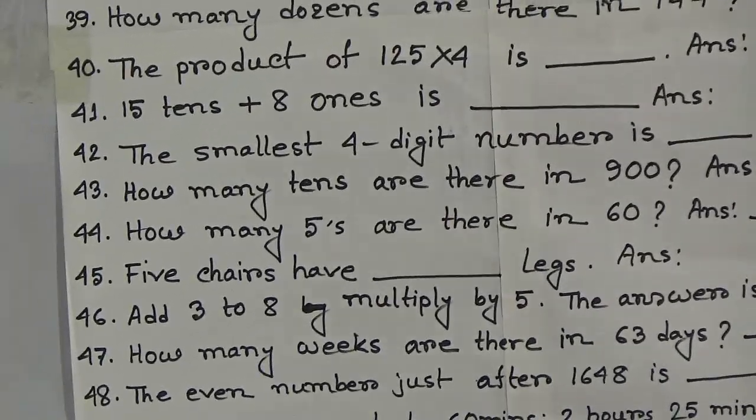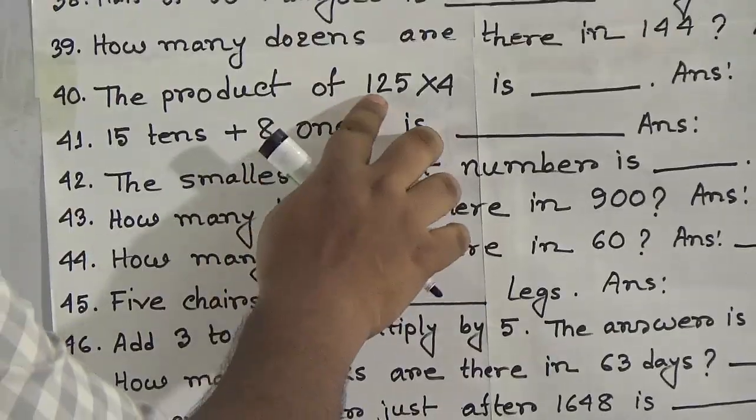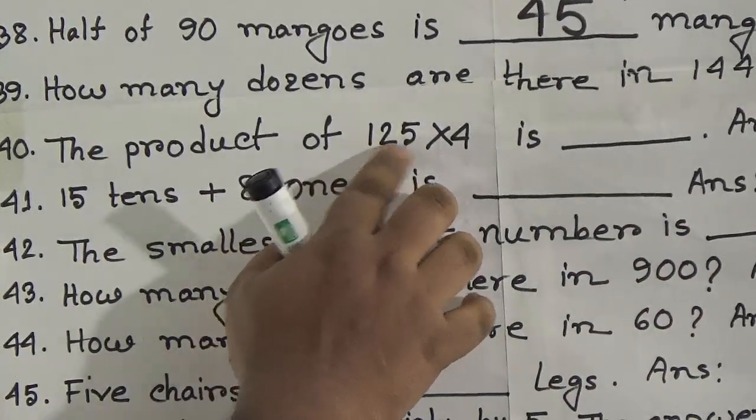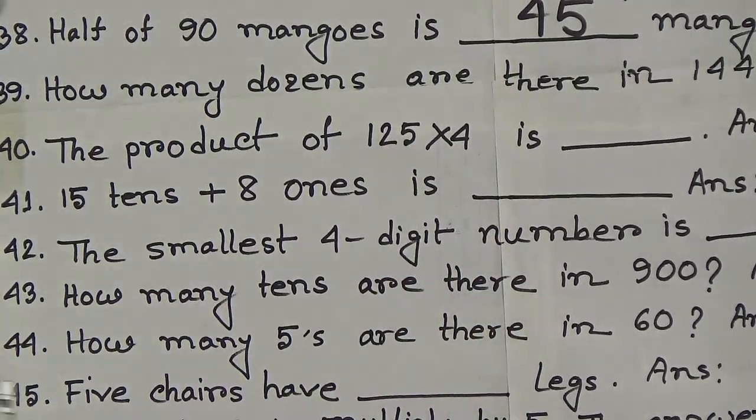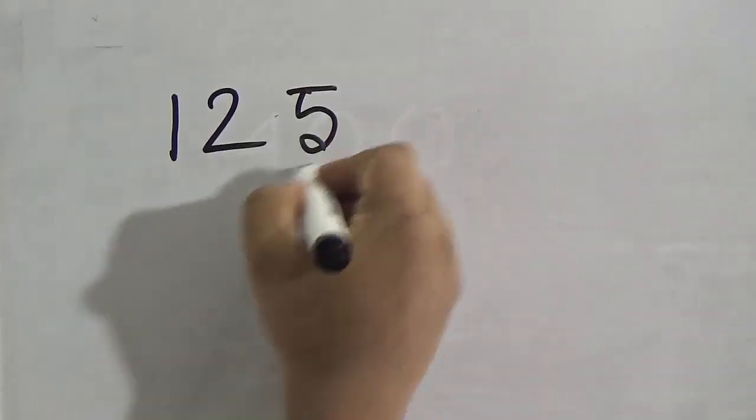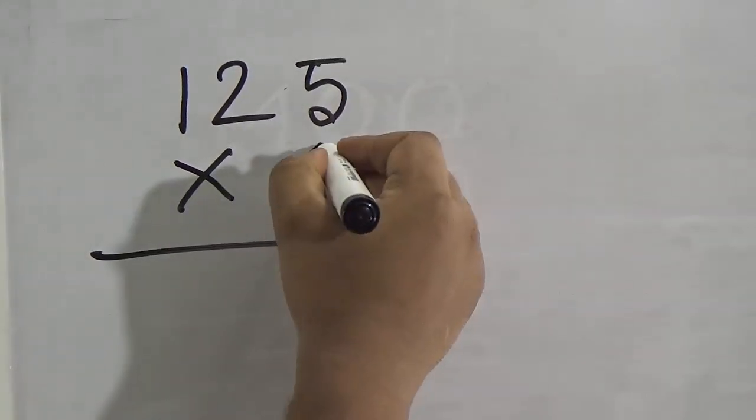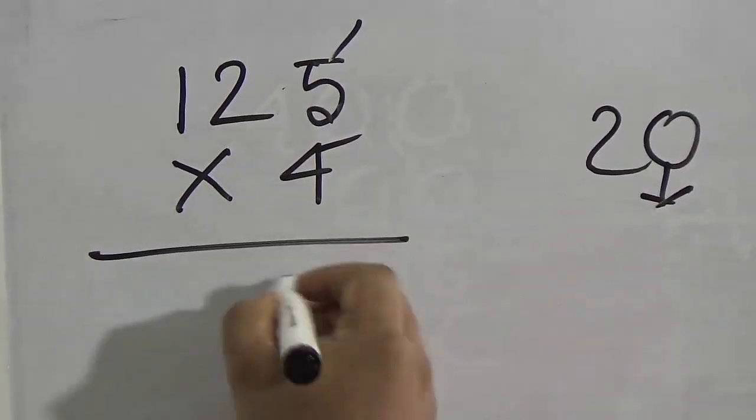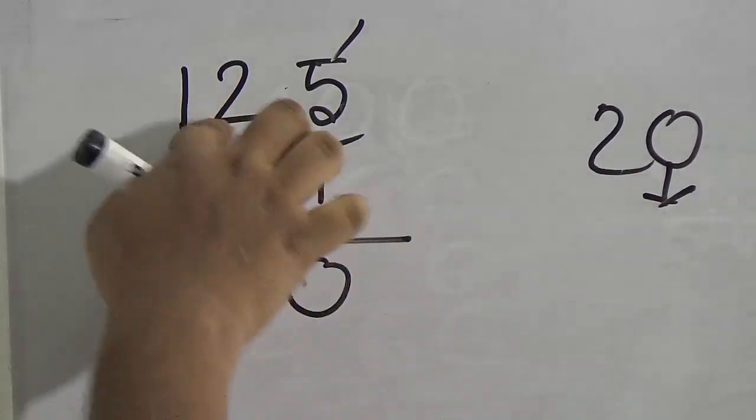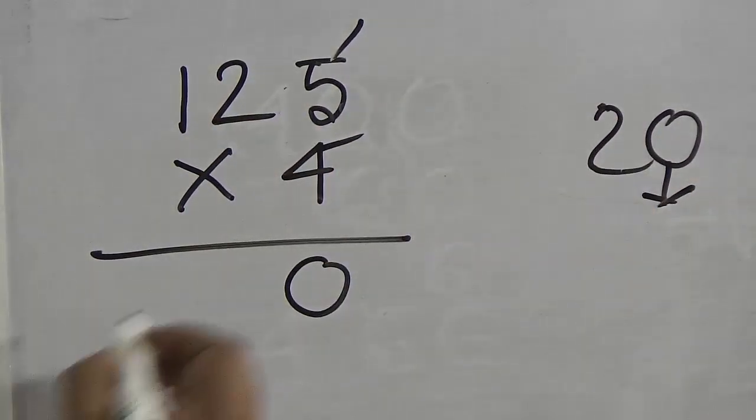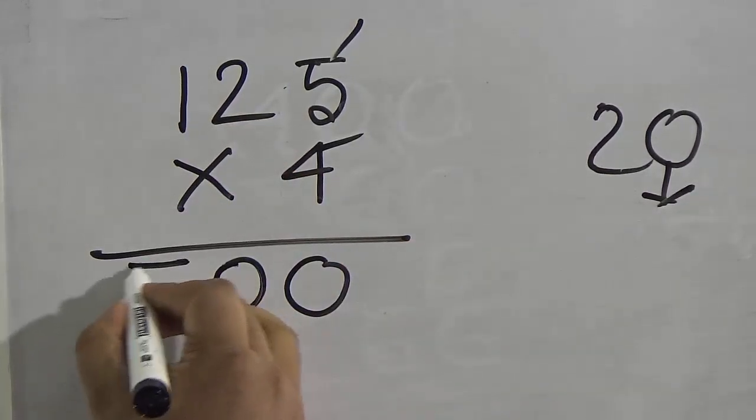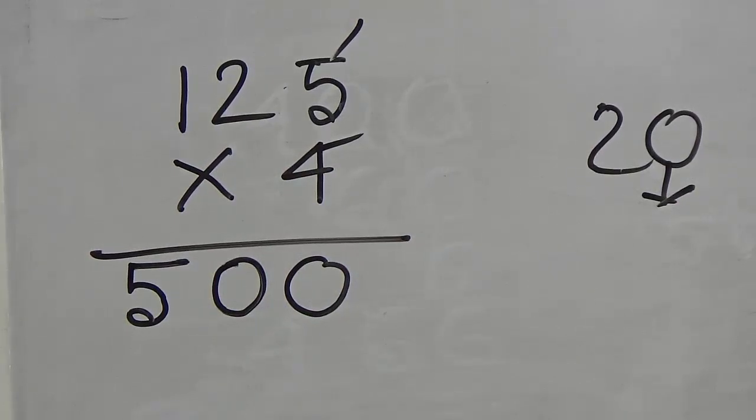Next, our next question is the product of 125 multiplied by 4. That means we multiply 125 by 4 and we get the answer. At first we multiply 4 and 5. 4 5s are 20, and this 0 is here, carrying 2. Then 4 2s are 8. 8 and this 2 is 10, carrying 1. 4 1s are 4, plus 1 is 5. Okay, so 500 is the answer.